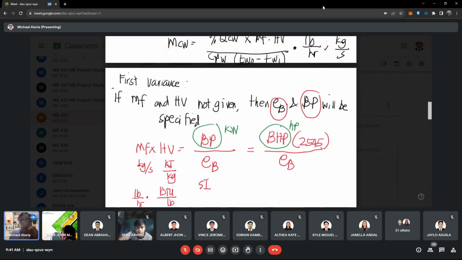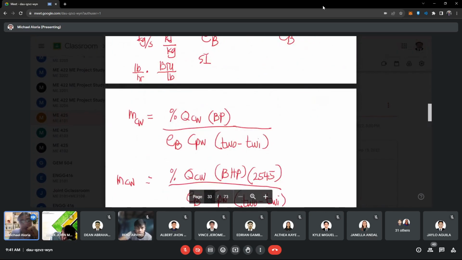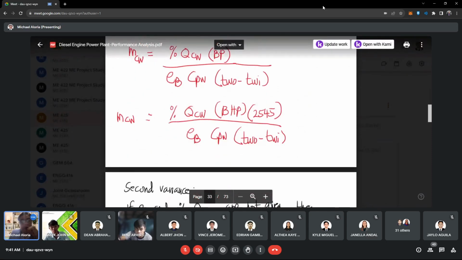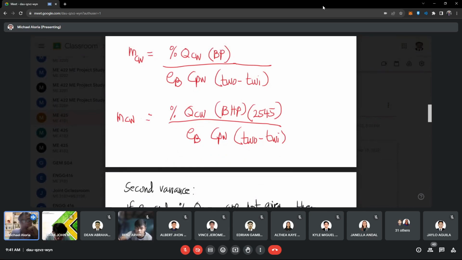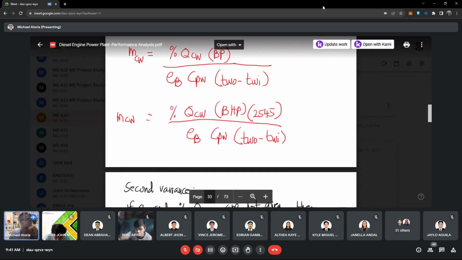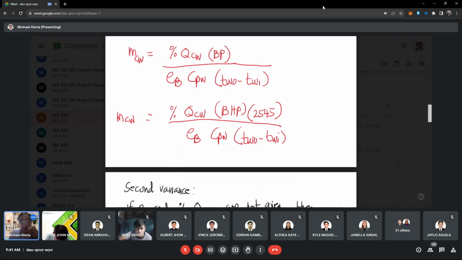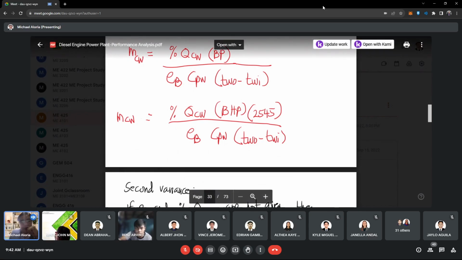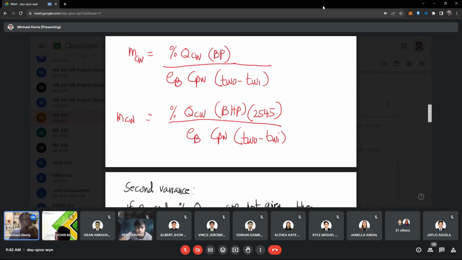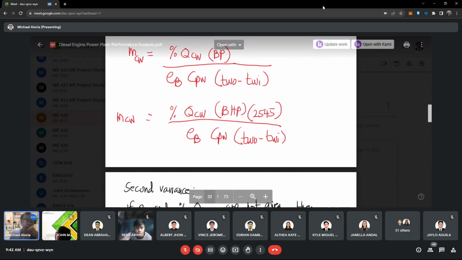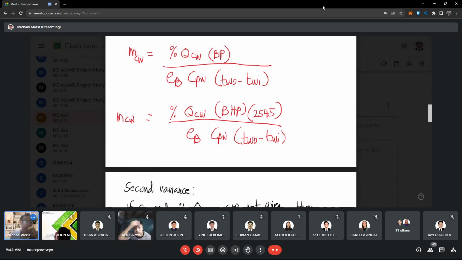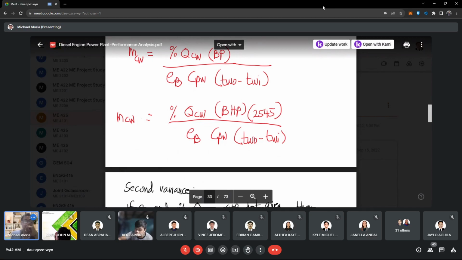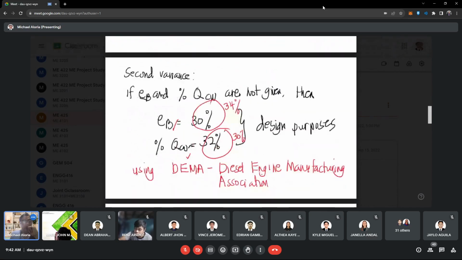I-substitute mo dun sa MFHB. No? Then CP ng water, delta T. Or in terms of English units, percent QCW, brake horsepower times 2545, EB, CPW, TWO minus TWI, delta T. So yan yung pwede mong gamiting equation. Ibibigay ang BP, ibibigay ang brake thermal efficiency. Okay, yan.